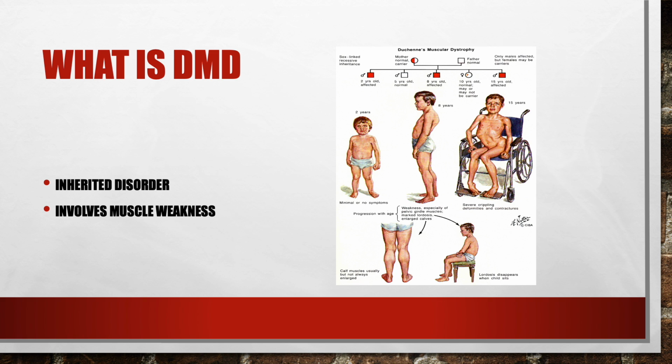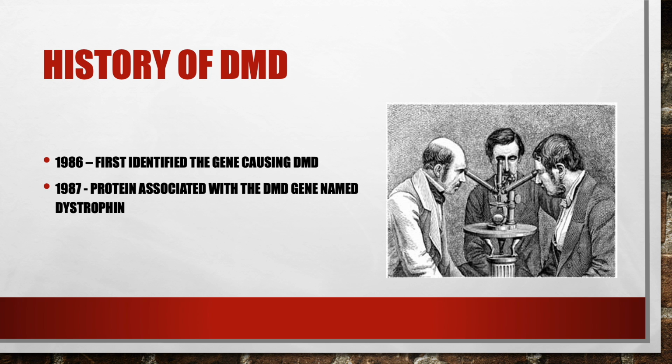Duchenne muscular dystrophy is one form of muscular dystrophy and is an inherited disorder. It involves muscle weakness, which quickly gets worse. DMD occurs because the mutated DMD gene fails to produce virtually any functional dystrophin. Some history of DMD: until the 1980s, little was known about the cause of any forms of muscular dystrophy. In 1986, however, MDA-supported researchers identified a gene on the X chromosome that, when flawed, causes DMD. In 1987, the protein associated with the DMD gene was identified and named dystrophin.